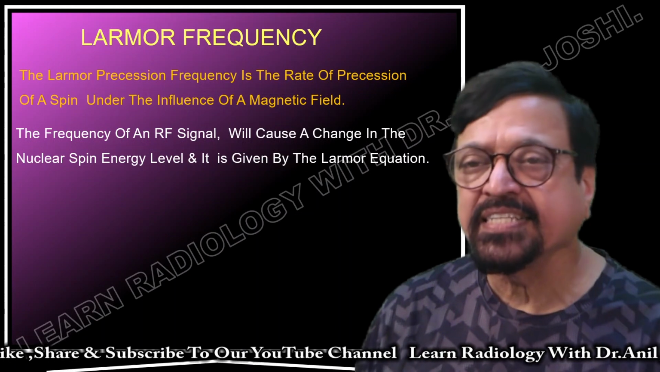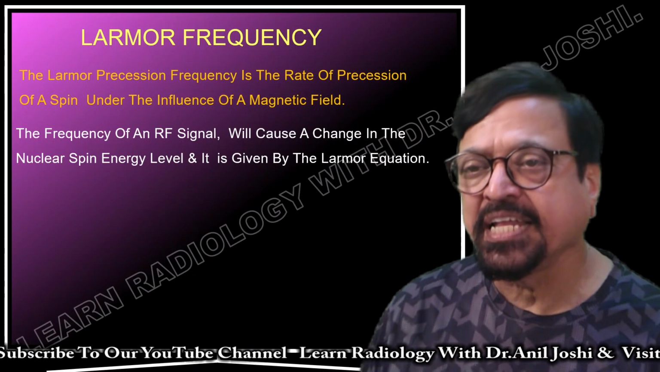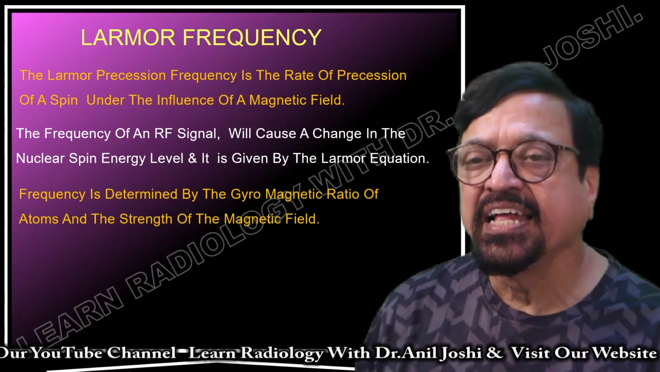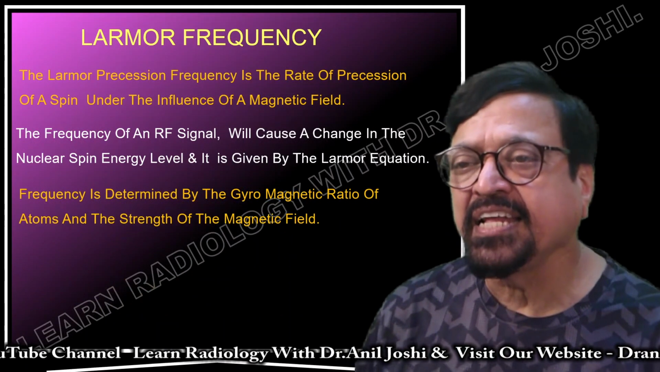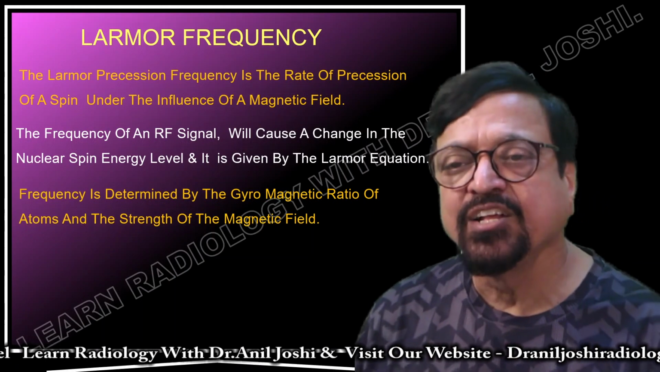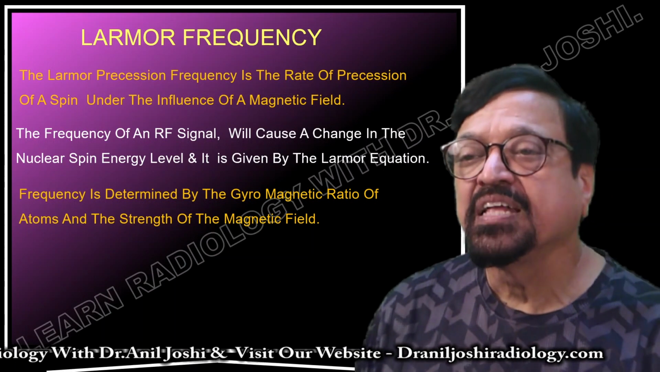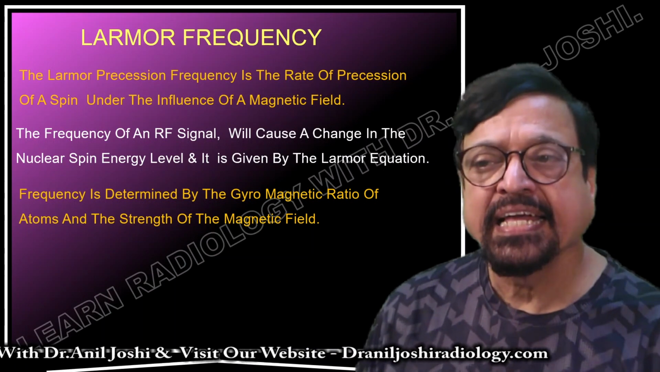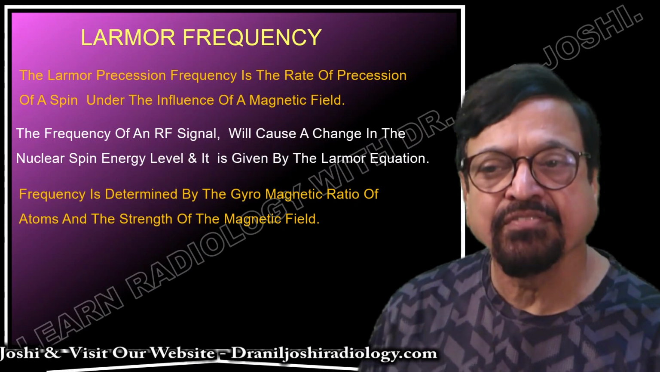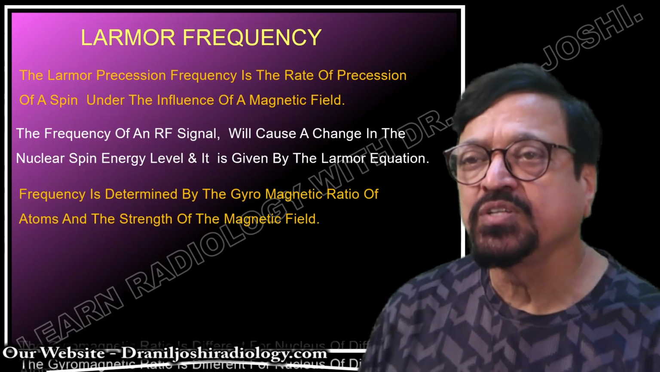So to summarize, the frequency of an RF signal will cause a change in the nuclear spin energy level, and it is given by Larmor's equation. The frequency is determined by the gyromagnetic ratio of the atoms and the strength of the magnetic field. So which are the two factors controlling it? First is the gyromagnetic ratio of the atom, and second is the strength of the magnetic field. So these are the two things which will contribute towards Larmor's frequency.